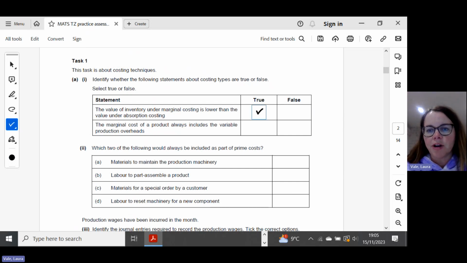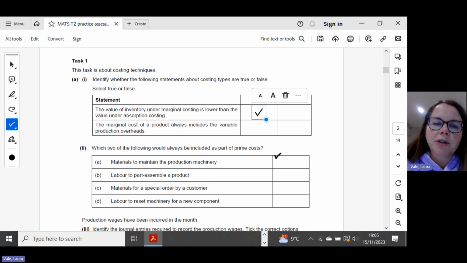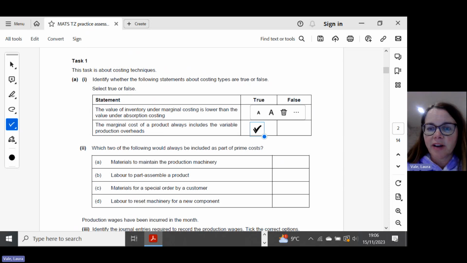Well, that's certainly true because with marginal costing, we know that we include the prime cost, which is the direct materials and the direct labour, and then we add in the variable production overheads only. So that's going to give a lower value than with absorption costing, where we add in the fixed production overheads as well. The marginal cost of a product always includes the variable production overheads. Yes, I've just said that, so that is also true.